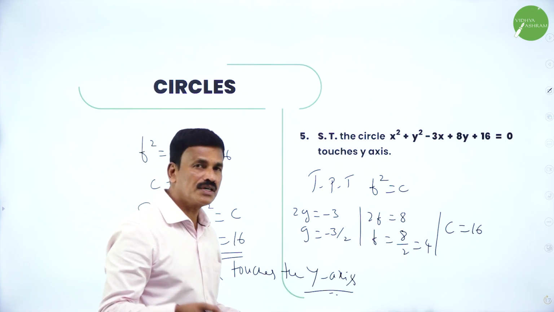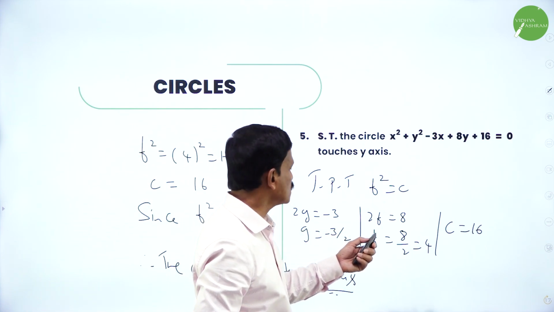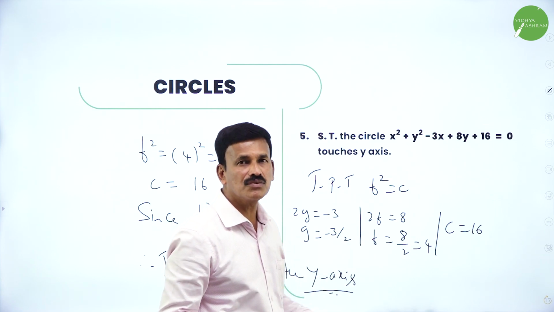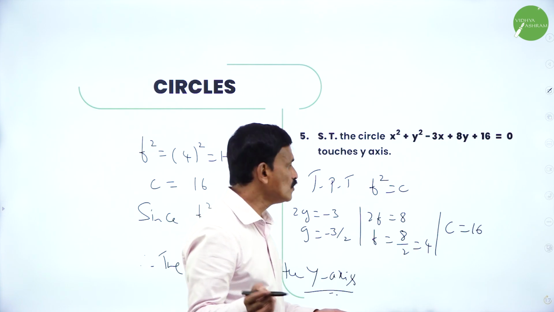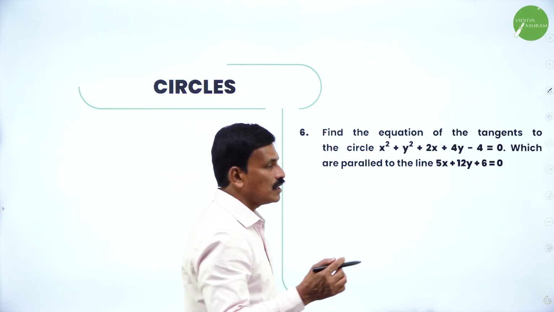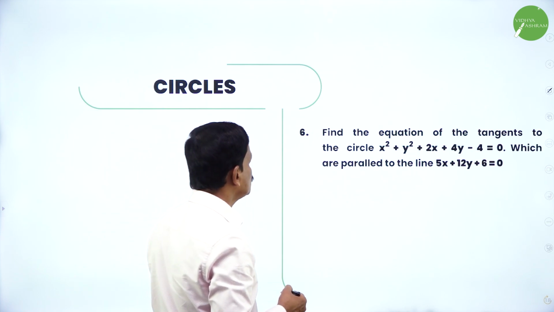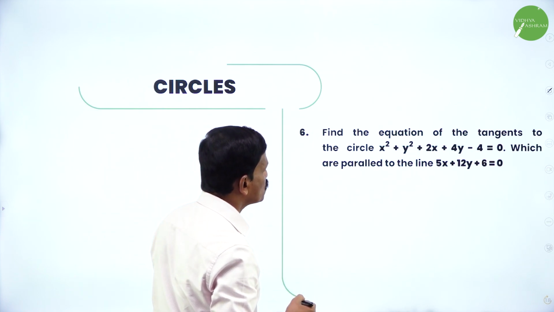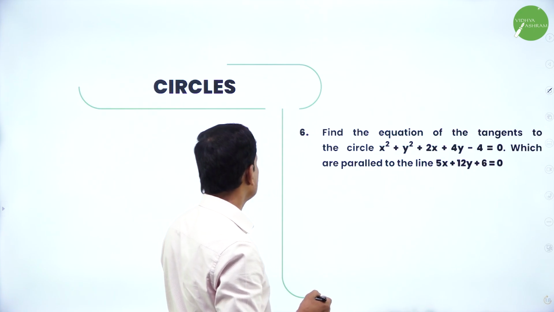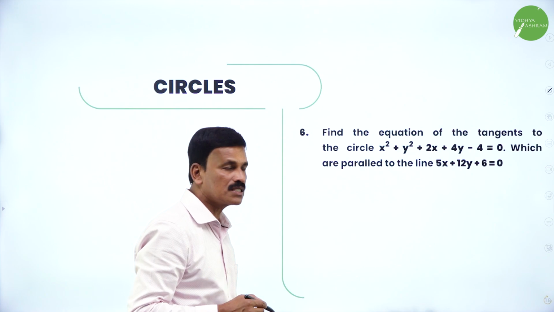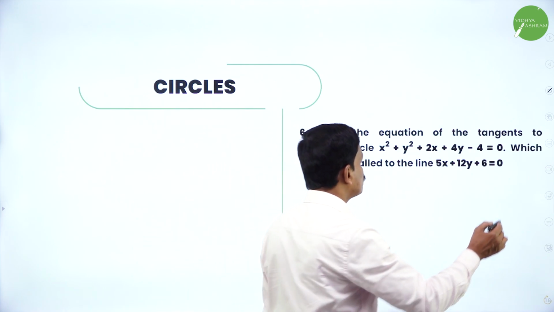That's it. So to verify whether the given circle touches the x-axis means g square is equal to c. If g square is not equal to c, then it won't touch the x-axis. That's it. Okay, hope you followed. Now let us take a problem. Find the equation of the tangent to the circle x square plus y square plus 2x plus 4y minus 4 is equal to 0, which are parallel to the line 5x plus 12y plus 6 is equal to 0. This is also an important problem.